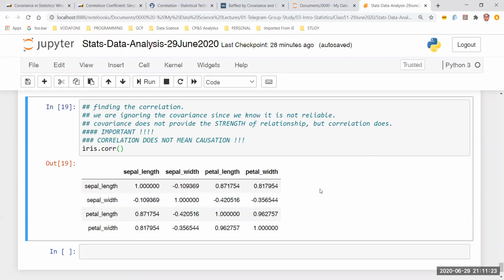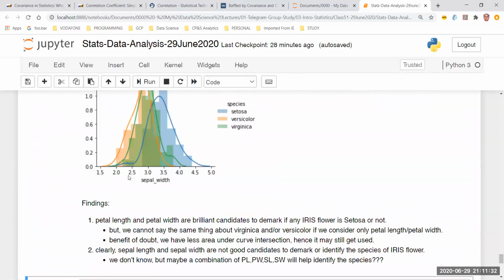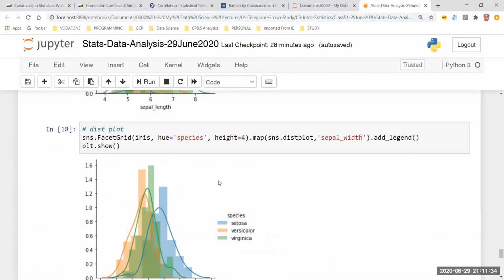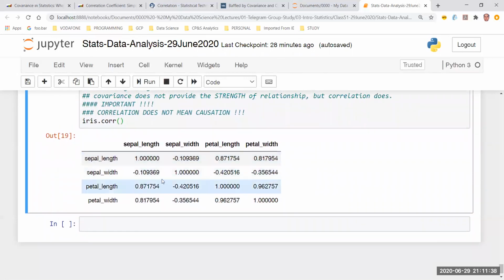Then again, there is one more problem. I have a problem here. The problem here is I only have 4 columns. Where is the 5th one? The 5th one is the species, right? I want to know the relationship with species as well. Here, I can only answer one half of my question, which is the correlation amongst the variables. For example, sepal length seems to be very highly correlated with petal length and petal width.